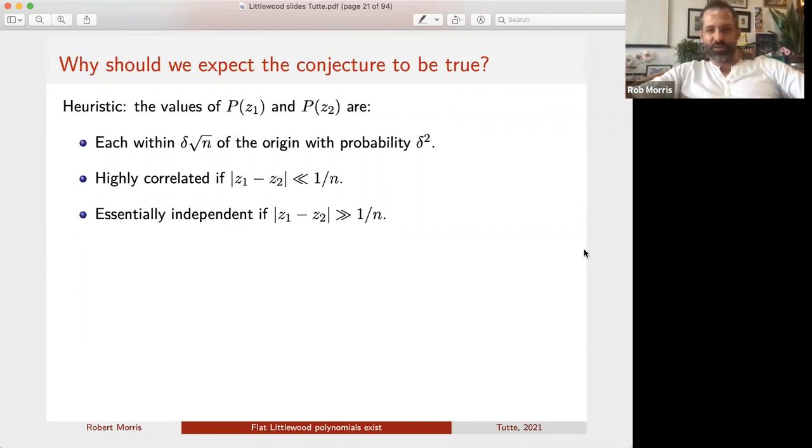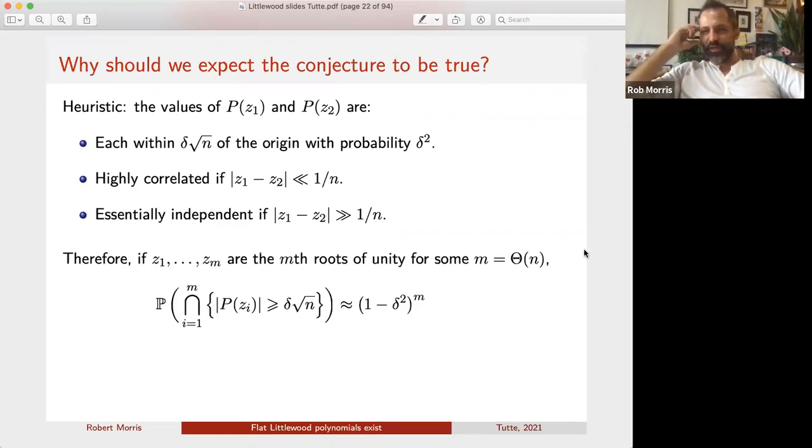So what does this suggest for a heuristic calculation? Let's think about the roots of unity, the mth roots of unity for some m. If we take m being of order n, then adjacent ones are just at the point where they're becoming independent. What's the probability that none of the images of the roots of unity fall in the circle? Each one is in it with probability delta squared, so probably they all fail.